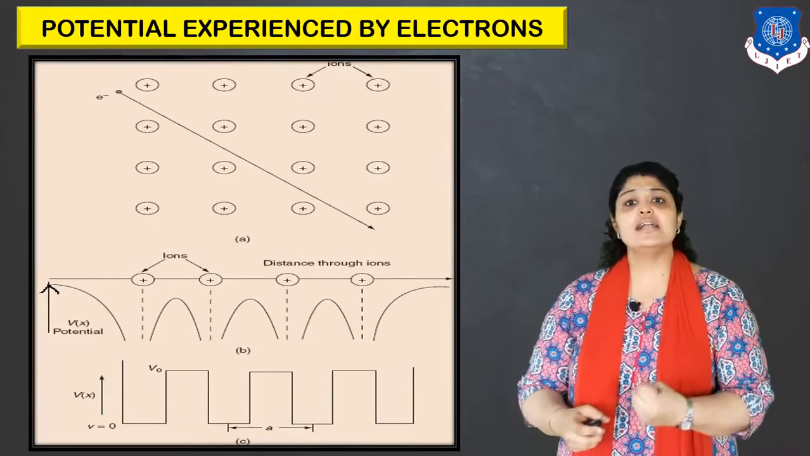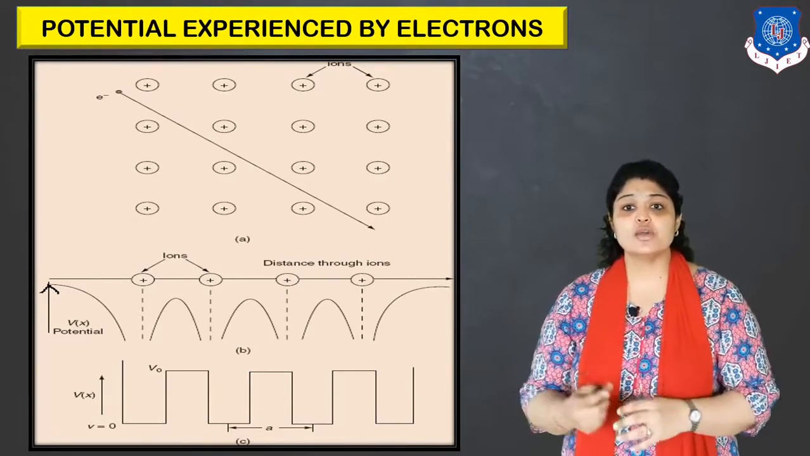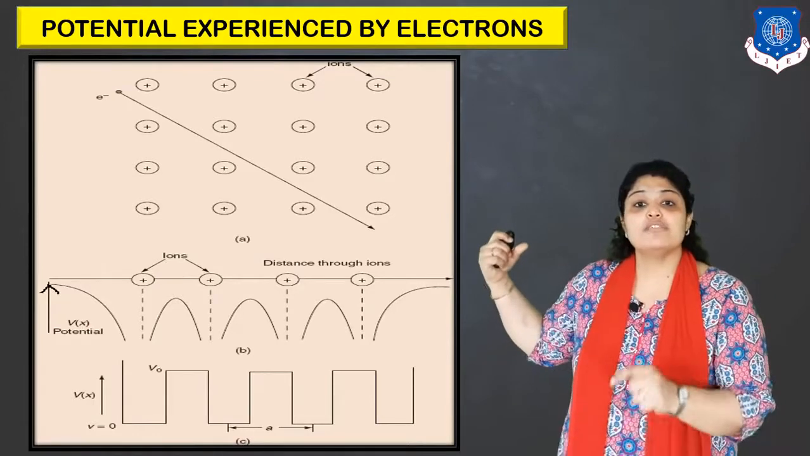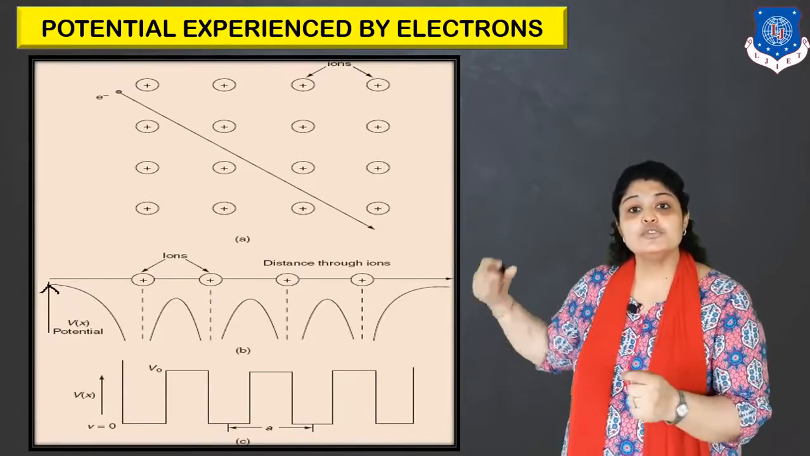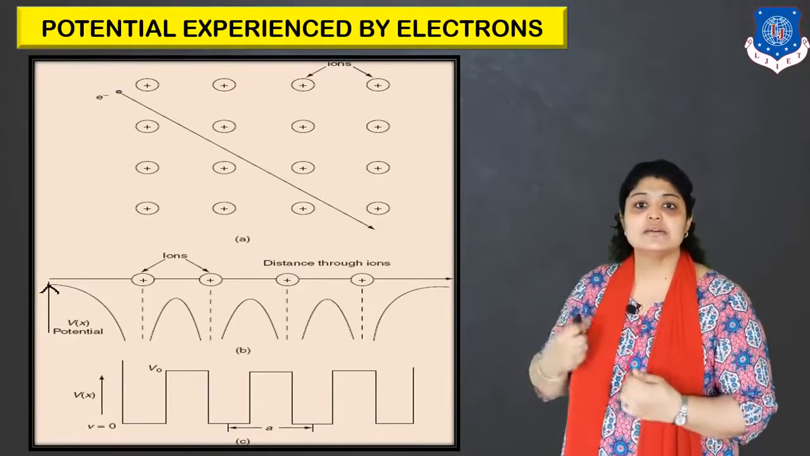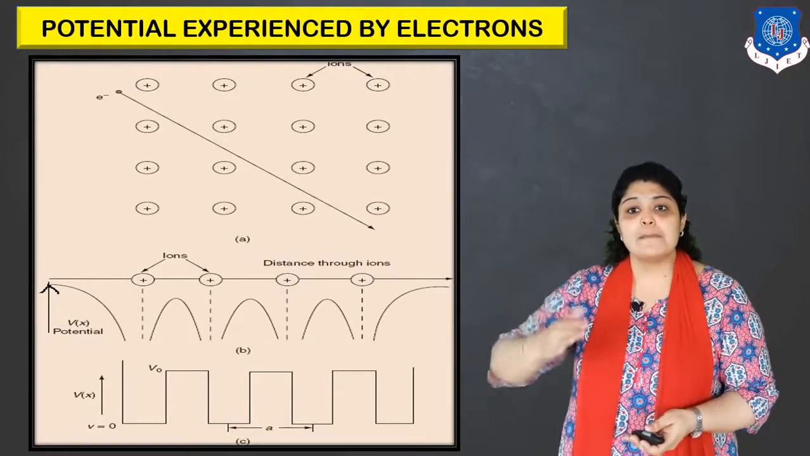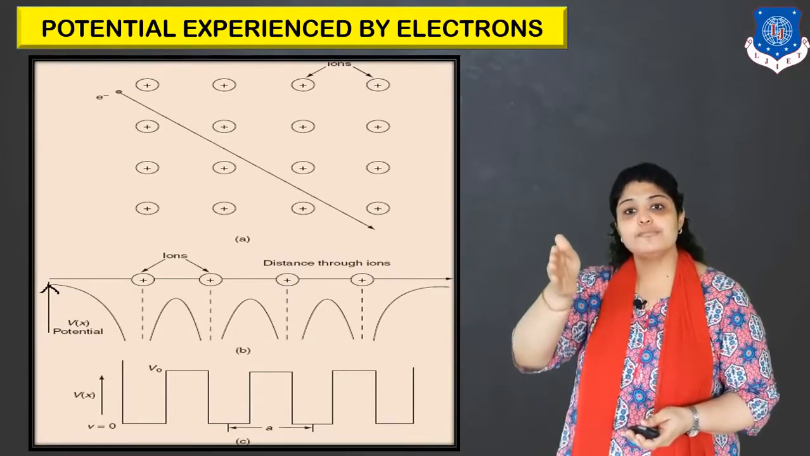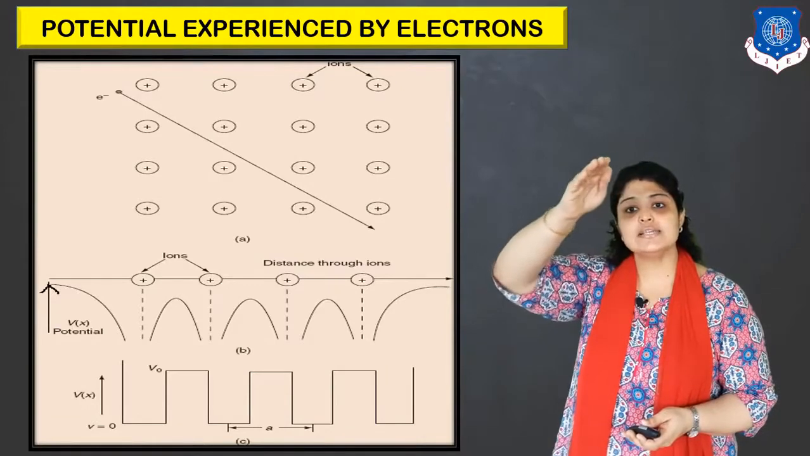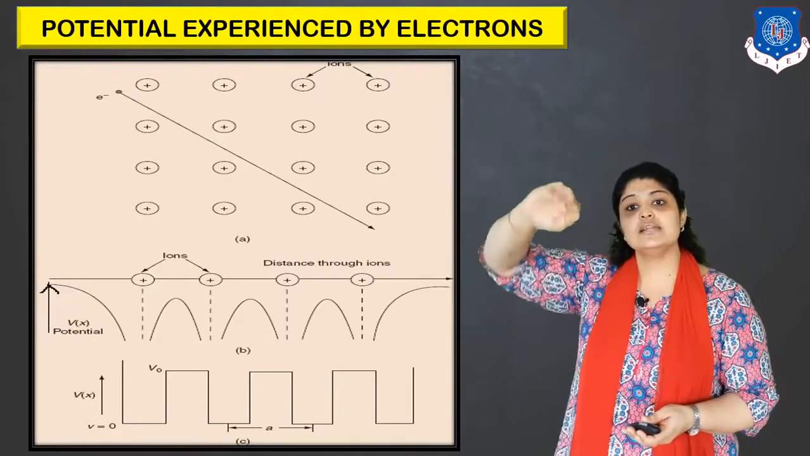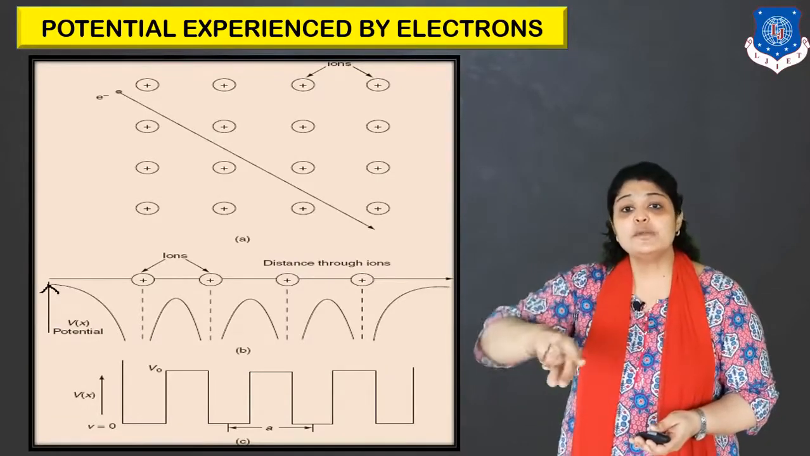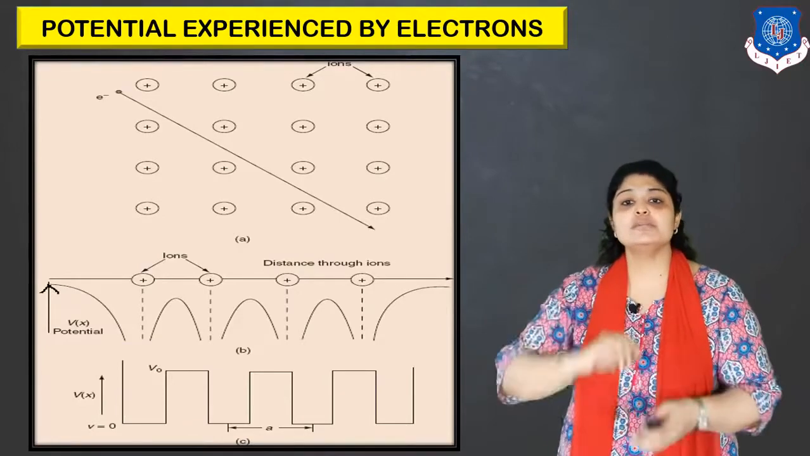There was a difficulty in solving the Schrödinger wave equation by assuming this periodic variation. Why? If you look at the second diagram in this figure, there is a constant variation of periodic potential. It constantly increases and then decreases, again increases and again decreases. So between any two points, there is a change in potential.